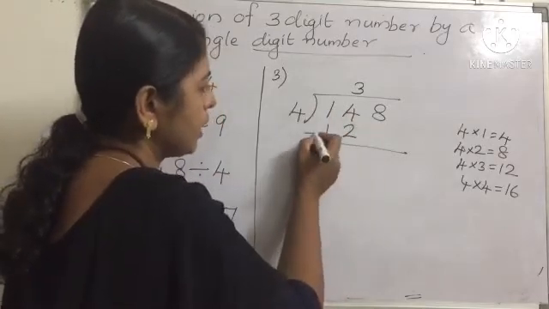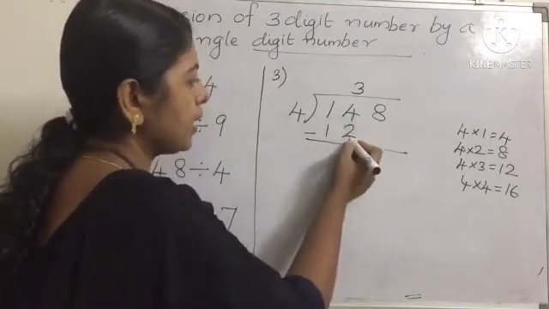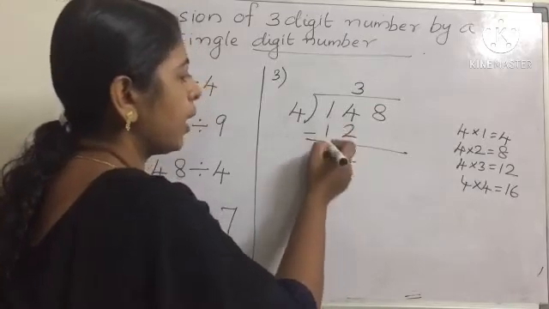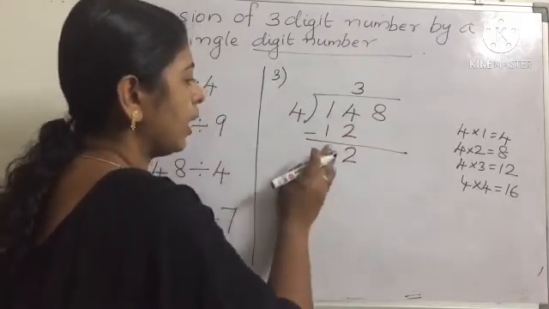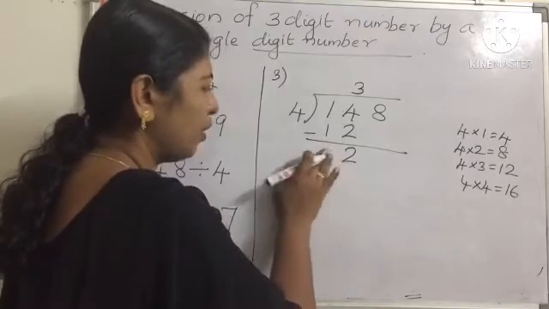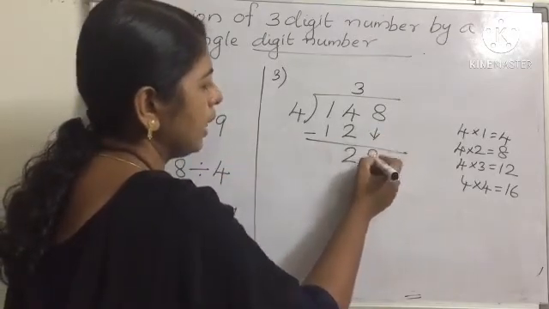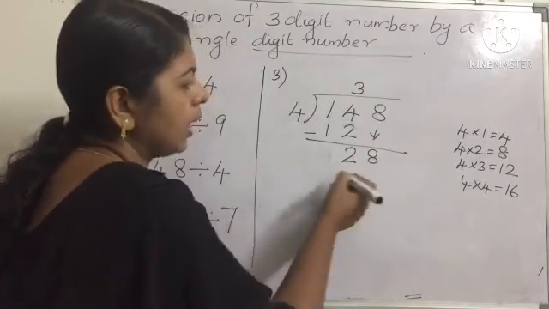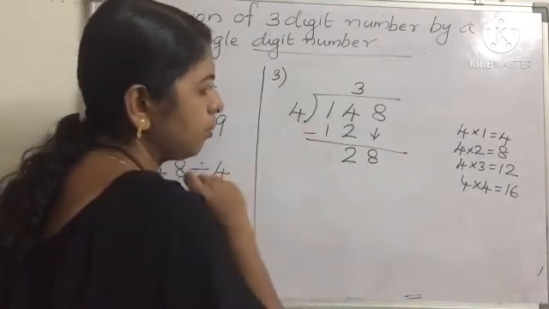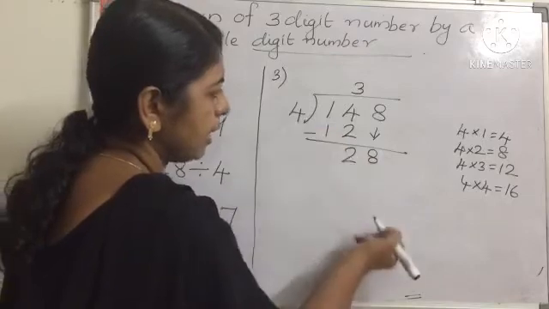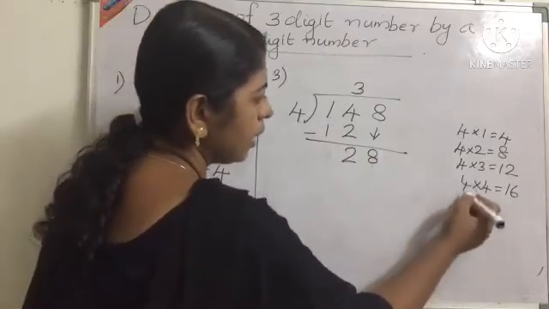Okay, then what to do next? We want to subtract. 4 minus 2 is 2. 1 minus 1 is 0. Okay, then here we don't want to write 0. Then here we want to write the next digit down. Then 28 divided by 4. It's possible, 28 is greater than 4. So we can continue the table.